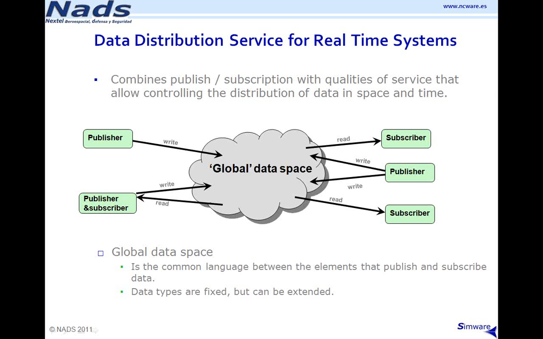This only leaves as a problem to solve how to deal with the net and its possible problems. This part is solved with quality of services. Quality of services allow us to control how the data are distributed in space, the net, and in time, not before, not after, caducity of data, etc.